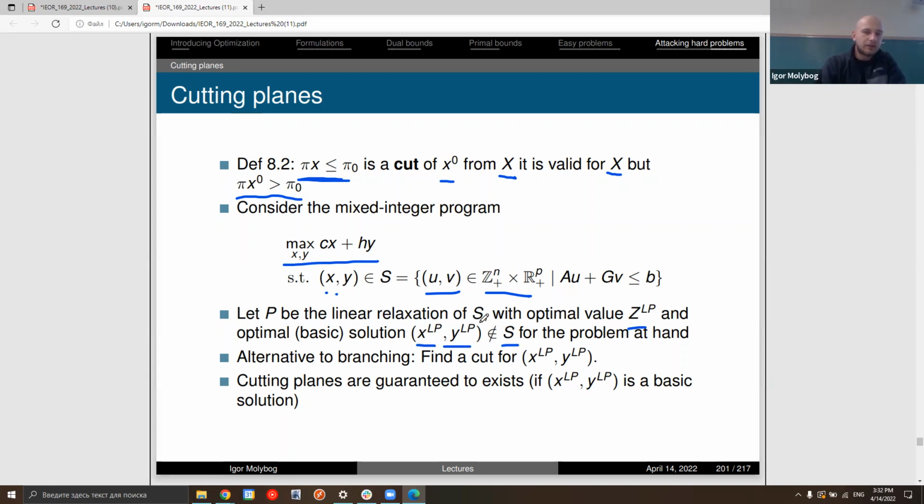Not in the linear relaxation of this problem. Oh, sorry, not in the original set. For the problem at hand, the alternative to branching at this point.